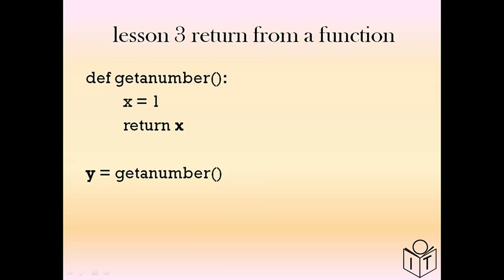And you can see when we called the function, in front of it you've got y equals. The idea is that the x, which is inside the function, gets returned to your normal code, and in this case it's y. So that's returning from a function. So how would we use that?